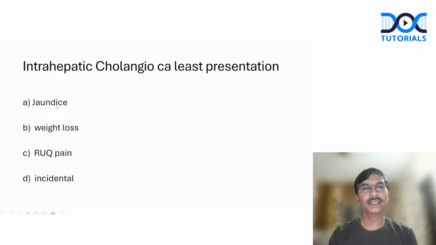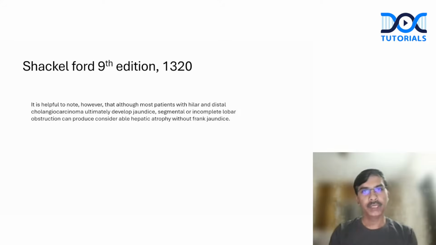Unlike distal cholangiocarcinoma or hilar cholangiocarcinoma, which usually present with jaundice, intrahepatic cholangiocarcinomas are routinely diagnosed most of the time incidentally. Patients had right upper quadrant pain and weight loss, got an ultrasound scan done, and further evaluation ended up showing an intrahepatic cholangiocarcinoma. Now, the same words from 9th edition Shackelford: although most patients with hilar and distal cholangiocarcinoma ultimately develop jaundice, in case of intrahepatic cholangiocarcinoma, patients may even develop a segmental or incomplete lobar obstruction, and hepatic atrophy also they can develop, but still they may not have frank jaundice.